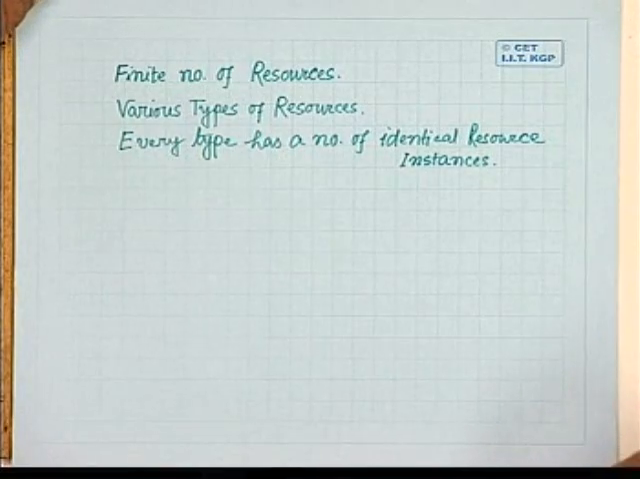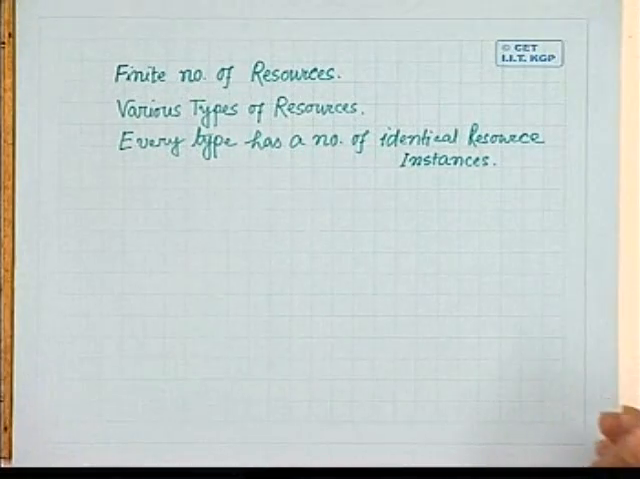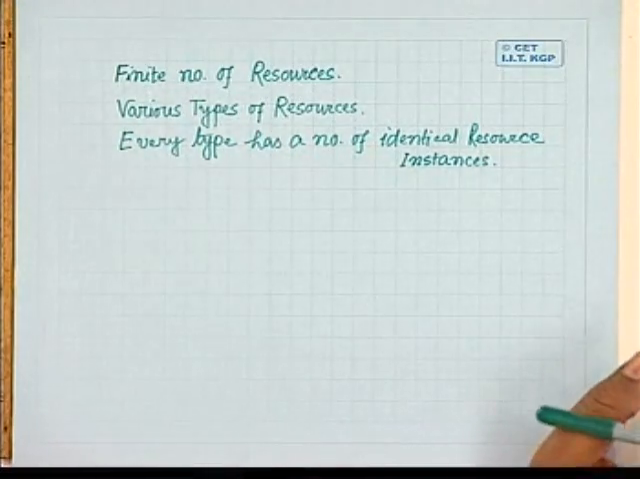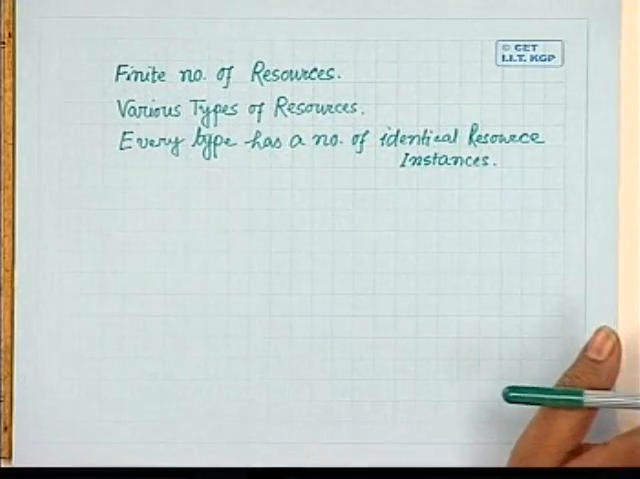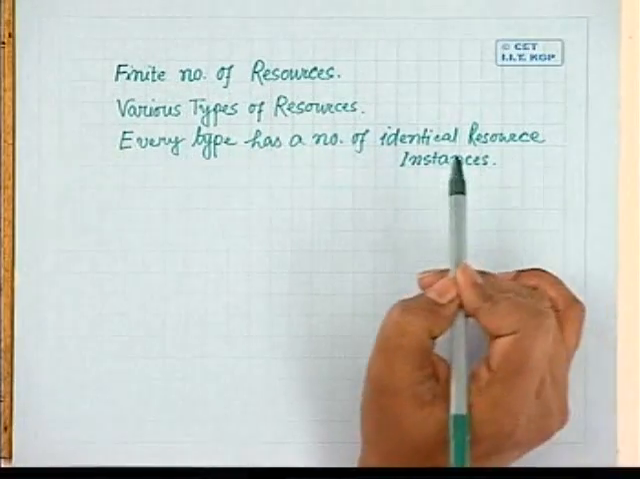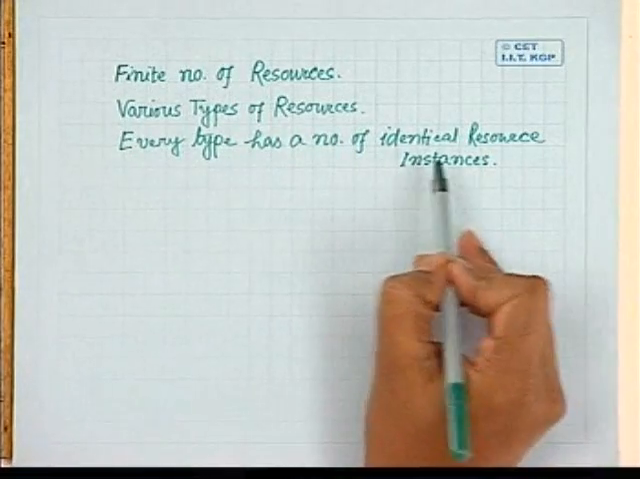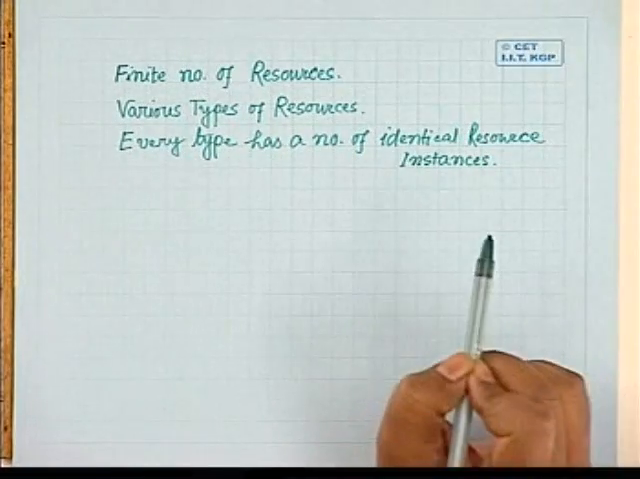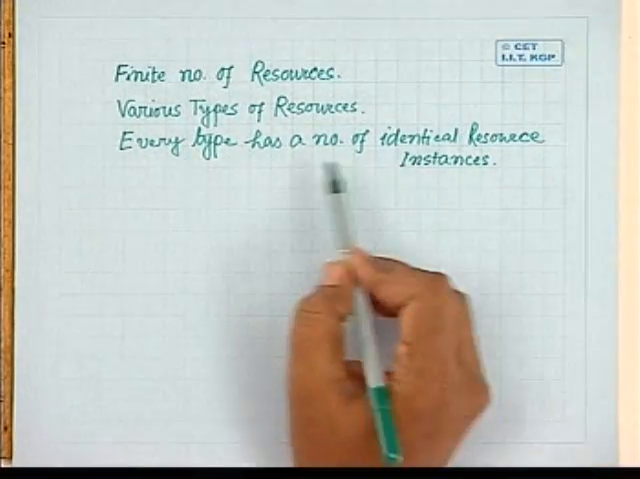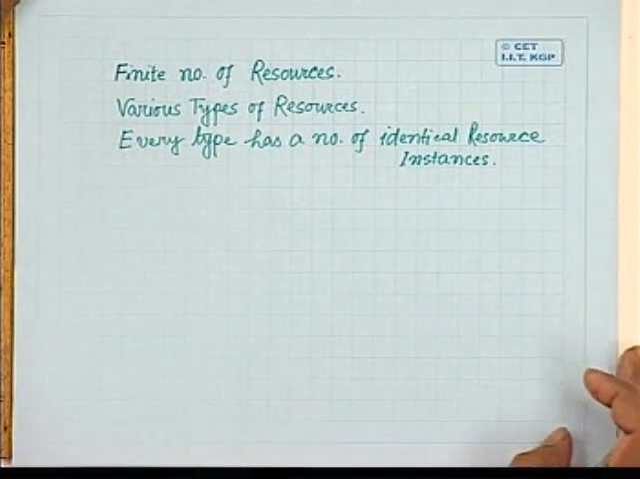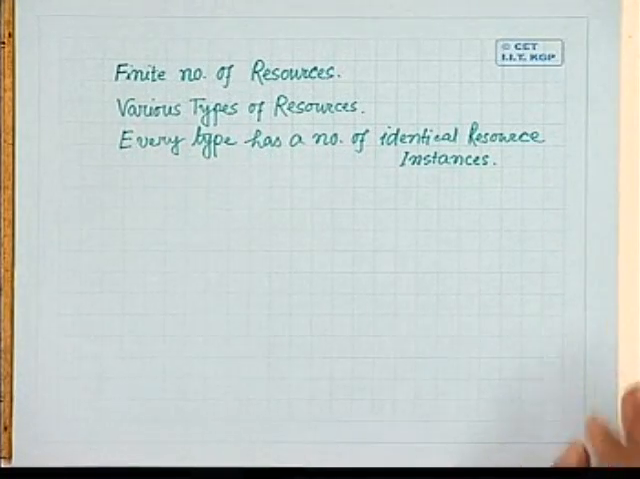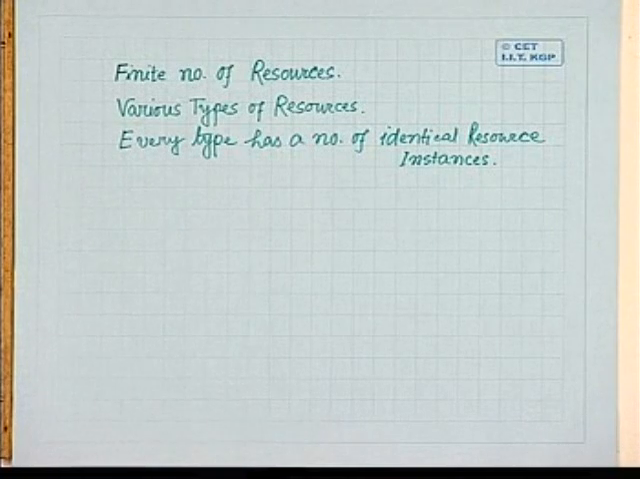Okay. So this is our assumption. That means in a system, we have a number of processes, we have a finite number of resources, the resources are grouped into various types of resources, and every type has a number of identical resource instances. Now this deadlock can be very easily described with the help of a graphical technique.